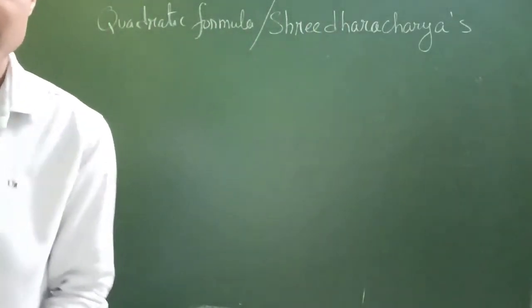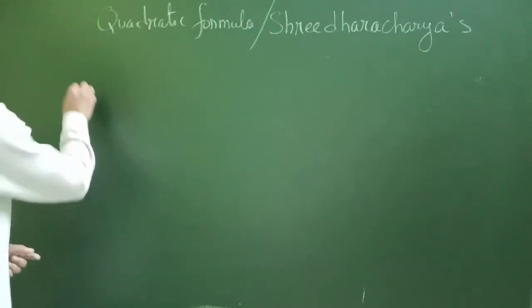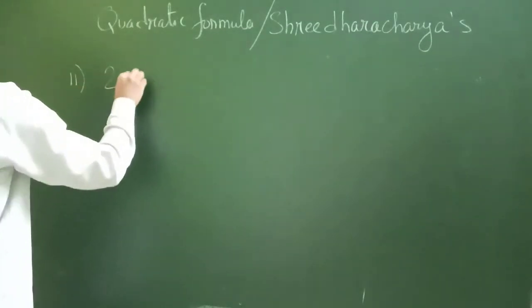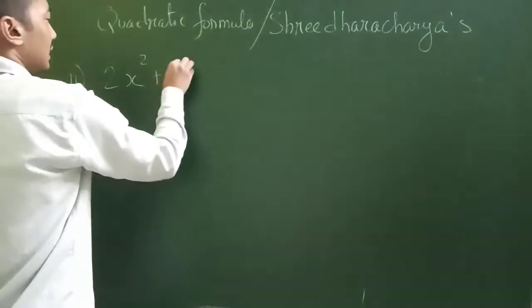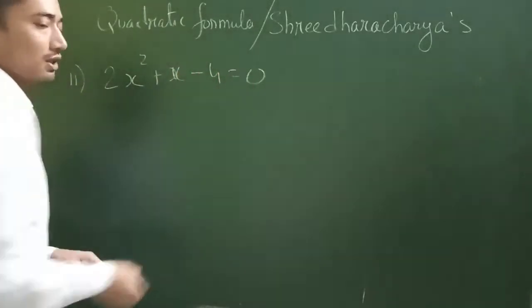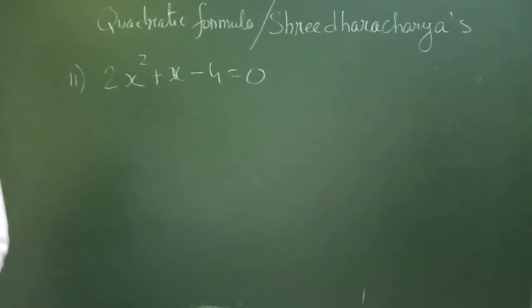We can do one more question, that is the second question: 2x square plus x minus 4 equal to 0. Can you kindly compare and get the coefficients?